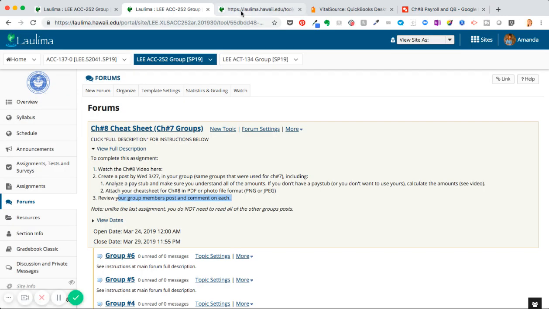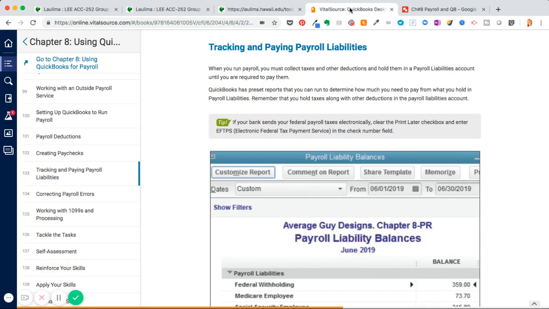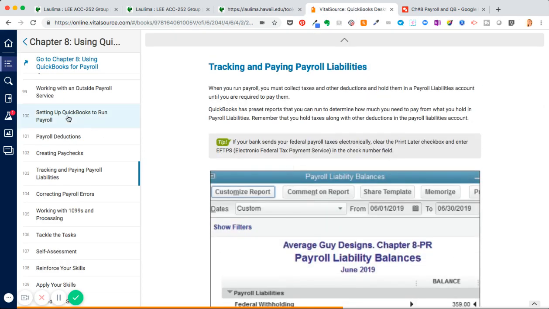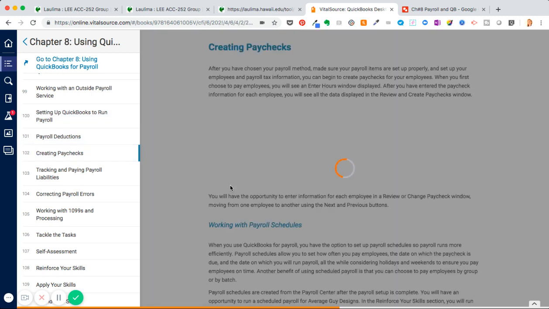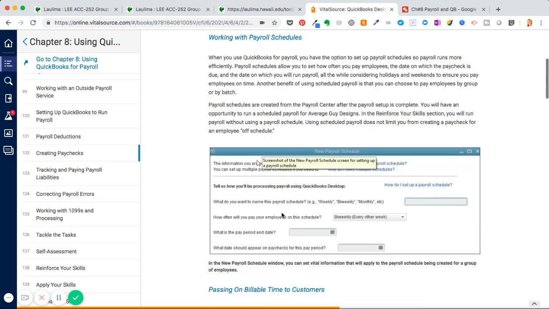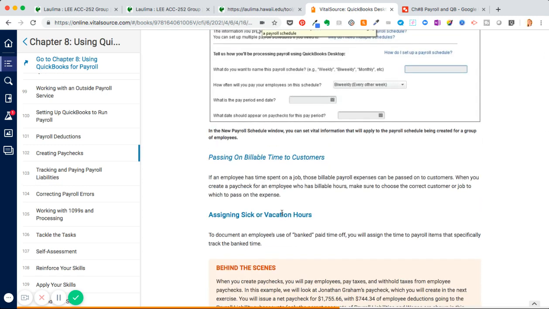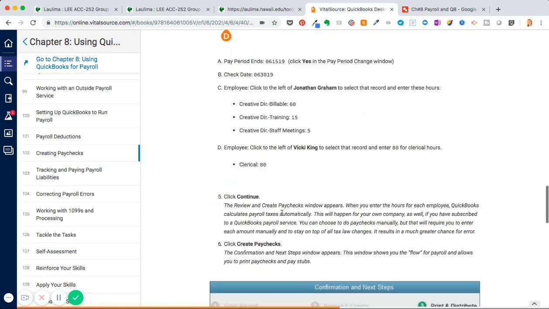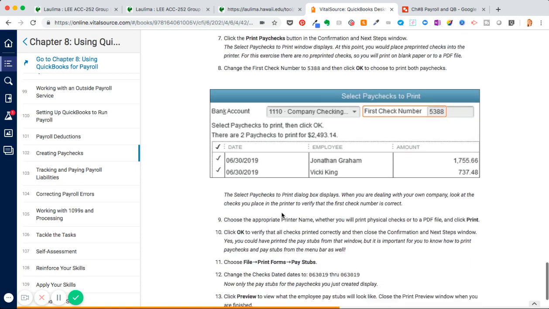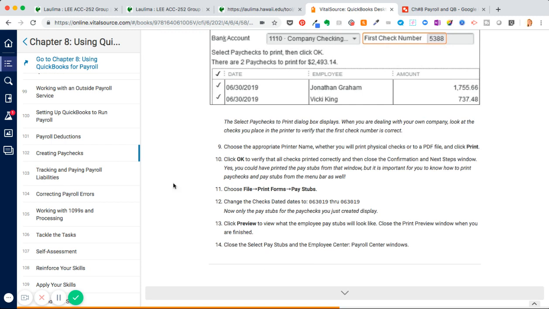The last thing we're going to do is look at the journal entries. And I'll show you where those are. When you create paychecks in QuickBooks, they have some examples. So here are journal entries. Let's see. It's just there.